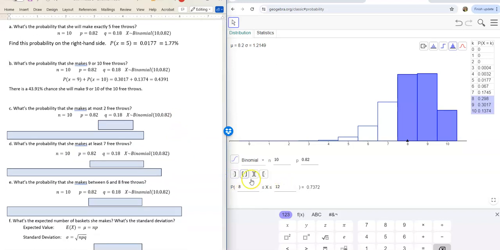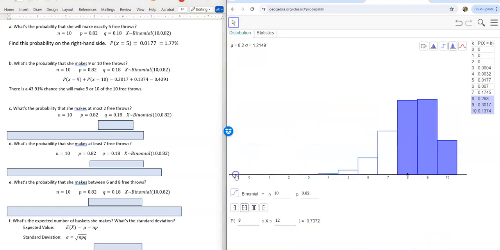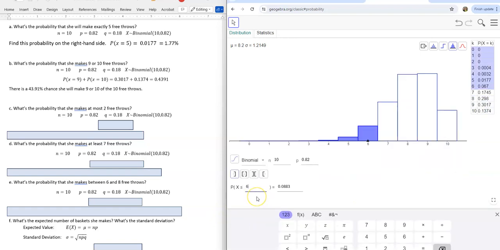Now here's where we're going to start to use these buttons down here: the probability that she makes at most 2 free throws. At most means she might make 0, she might make 1, or she might make 2, but that's the most she's going to do. So it's actually a less than that we're working at. And so we're talking about what's the probability that she makes at most 2. That looks like this. X is less than or equal to 2.